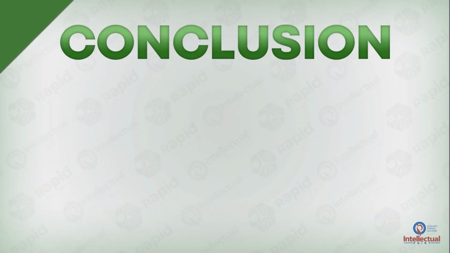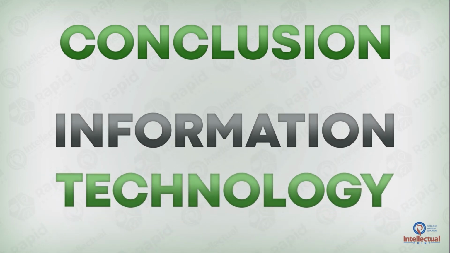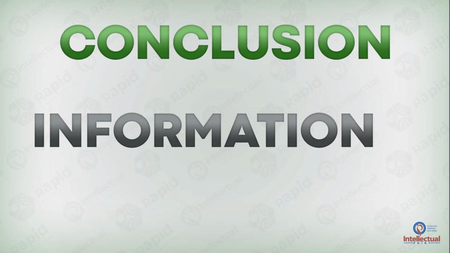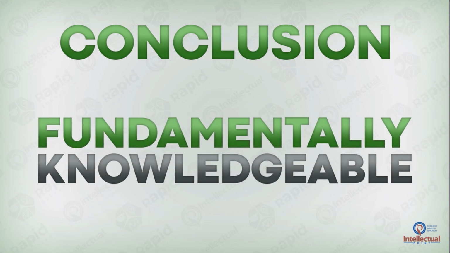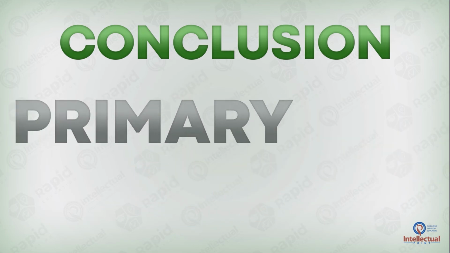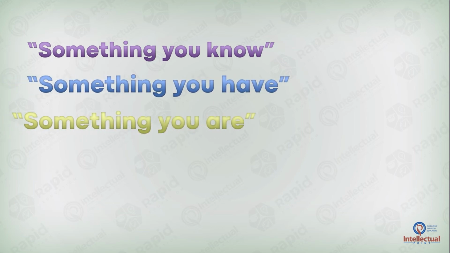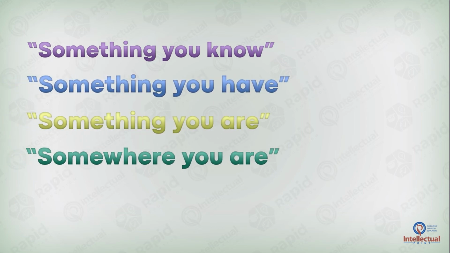In conclusion, as technology and cybersecurity advances, regardless if you work in the information technology industry, it is extremely important to be fundamentally knowledgeable on how to protect yourself virtually for your own safety. The 5 primary authentication factors which are widely recognized today are something you know, something you have, something you are, somewhere you are, and something you do.